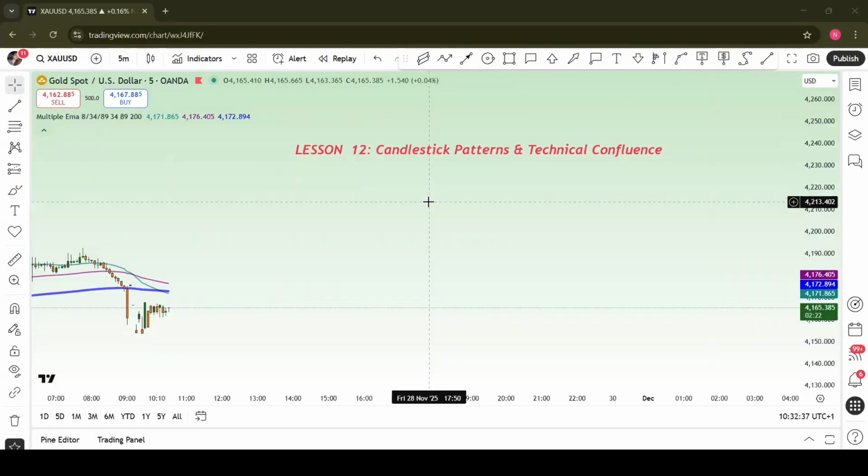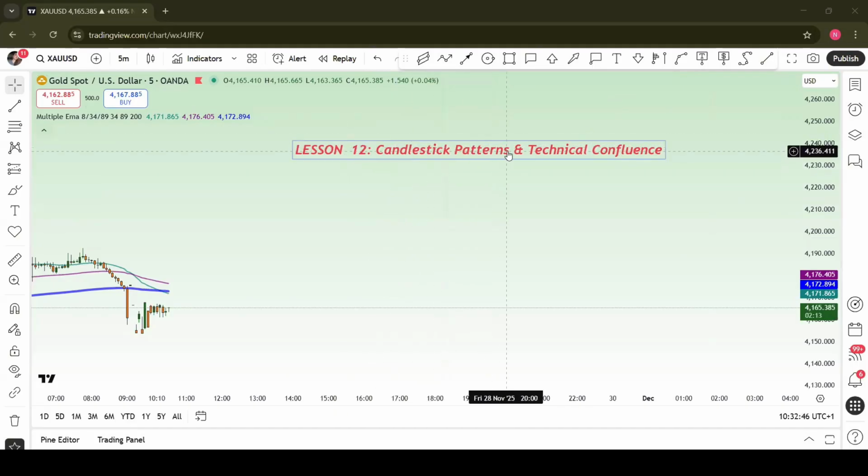Today's lesson, I will introduce to you the candlestick patterns and technical confluence. If you use a single candlestick pattern and do not confluence with other conditions to set up any scalping signal or swing signal, it will be very dangerous and risky for your signal. That's why in today's lesson, I will show you how to use the candlestick patterns in confluence with other technical analysis.